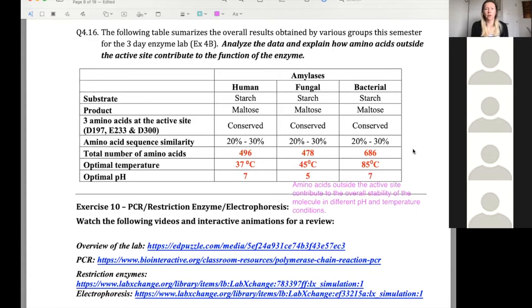Don't feel like you need to memorize these values or anything. It's not about that. It's really just to illustrate the fact that the active site is going to be conserved. The rest of the enzyme is quite different, but that's okay because these organisms live in different conditions, so they're going to need different types of molecule stability.